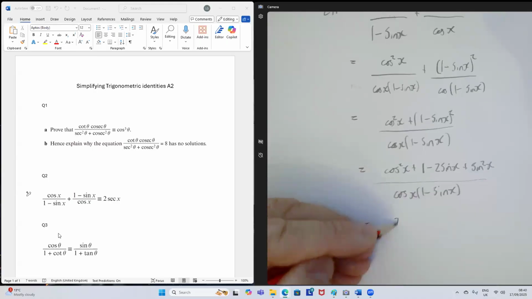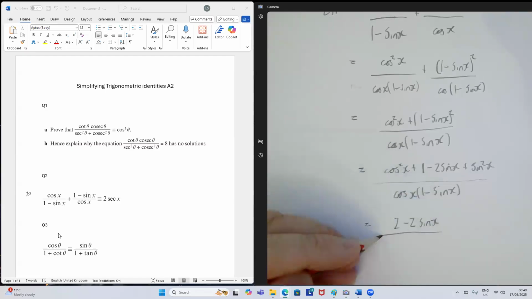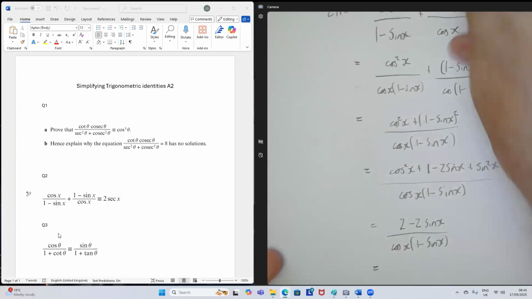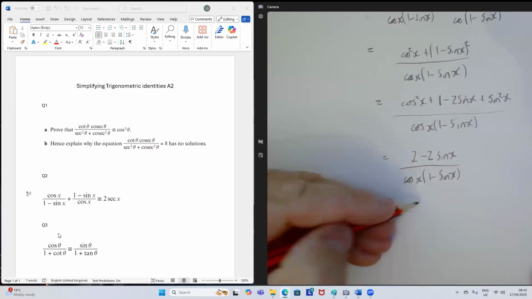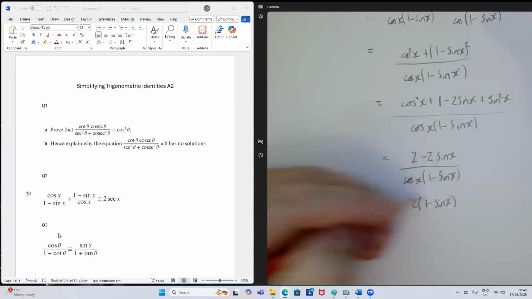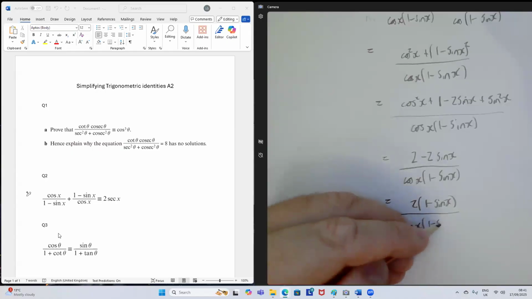So that's going to go to 2 minus 2 sine x, making use of the fact that cos² add sine² is 1. Okay. So now what we're going to do is, that's really useful because we can take out a common factor of 2 here and rewrite the numerator as 2 times 1 minus sine x. So 2 open bracket 1 minus sine x all over cos x times 1 minus sine x.